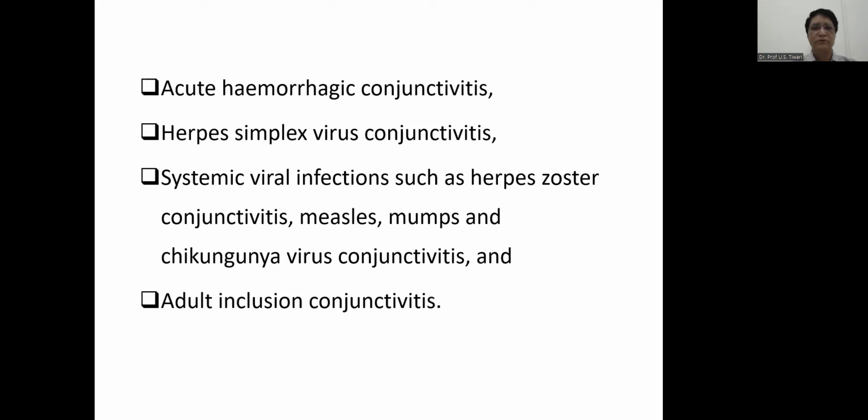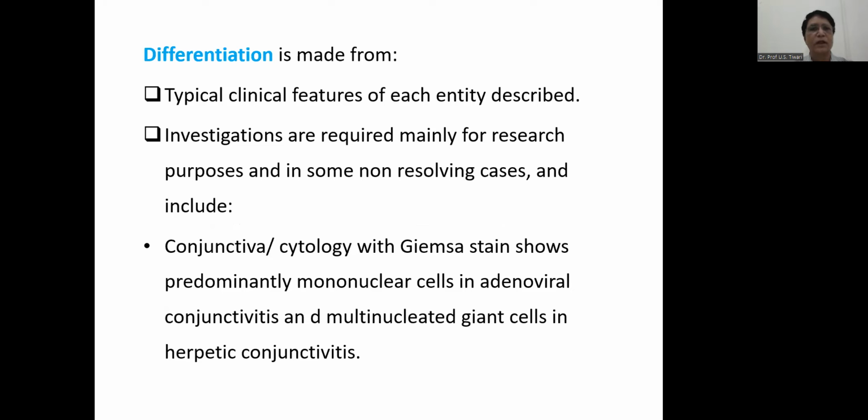So all these different forms of conjunctivitis need to be differentiated from adenoviral conjunctivitis, the main feature being the involvement of the cornea, which I have already described in my previous slides. The differentiation is made from typical clinical features, as I said, in each entity. Investigations are required mainly for research purposes only, and in some non-resolving cases.